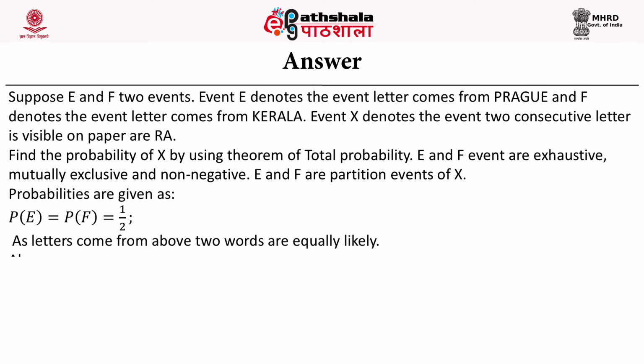E and F events are exhaustive, mutually exclusive and non-negative. E and F are partition events of X. Hence the probabilities are given as probability of E is equal to probability of F is equal to half, as the letter coming from the above two words is equally likely. So probability of X given F is equal to 1 by 5 and probability of X given E is equal to 1 by 5.